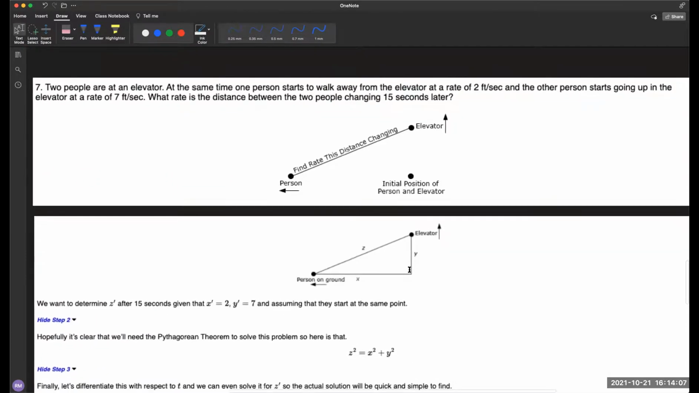So two people are on an elevator. At the same time, one person walks away from the elevator. So you get off, one's going to walk away. The other is going to start going up, and each has some rate of change, their speed.